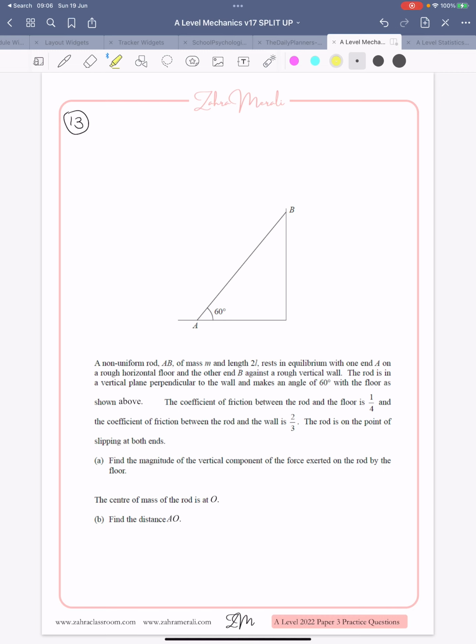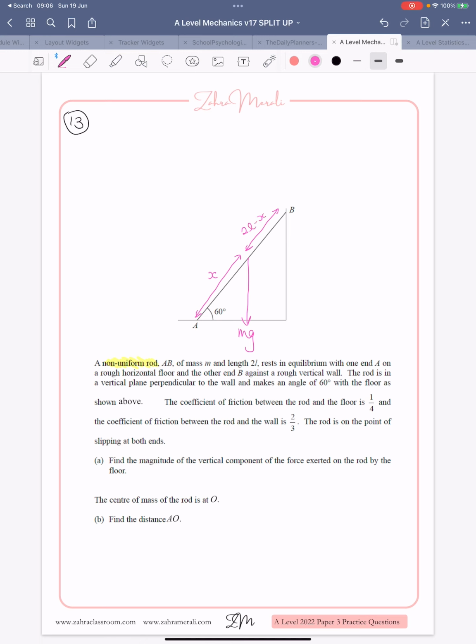Okay, so we've got a non-uniform rod. The mass is M, the length is 2L. It rests in equilibrium, but the important bit here was it's non-uniform. So what that means is we're going to put mg in, but mg is not going to be in the middle. We don't know what this length is. So we're just going to call this length x, and the whole thing was 2L. So this is going to be 2L minus x.